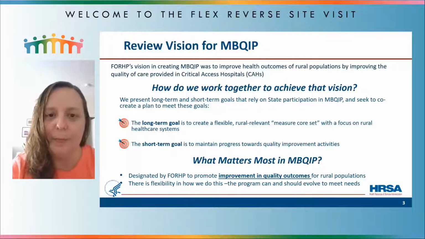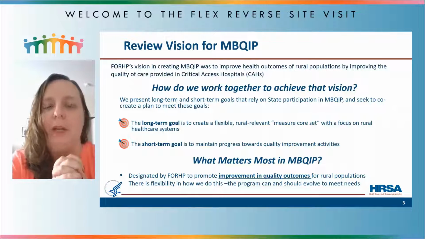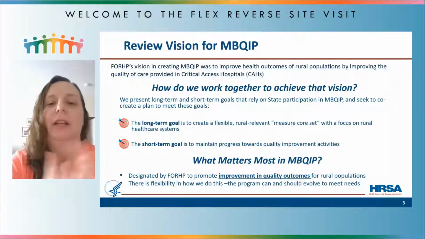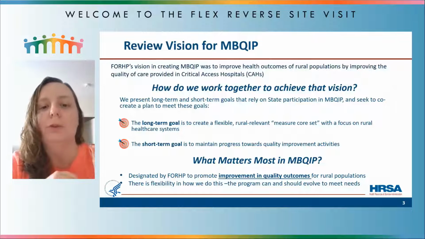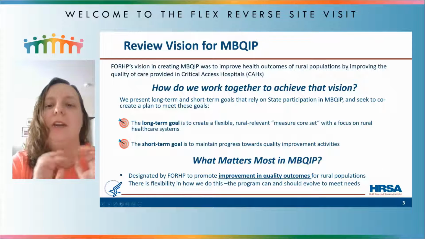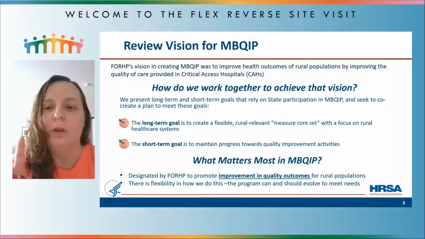All right, so as you know, we have been working very hard on the vision for MBQIP and what this means for the future. The whole purpose, the vision, was to improve health outcomes of rural populations by improving quality of care. We broke this down into two goals, and I break down everything in my life into two goals: short term and long term. Short term was to maintain the progress towards quality improvement activities. Long term, as you've heard in every update, is that we're really trying to create a rural relevant, flexible measure core set with a focus on rural healthcare systems.